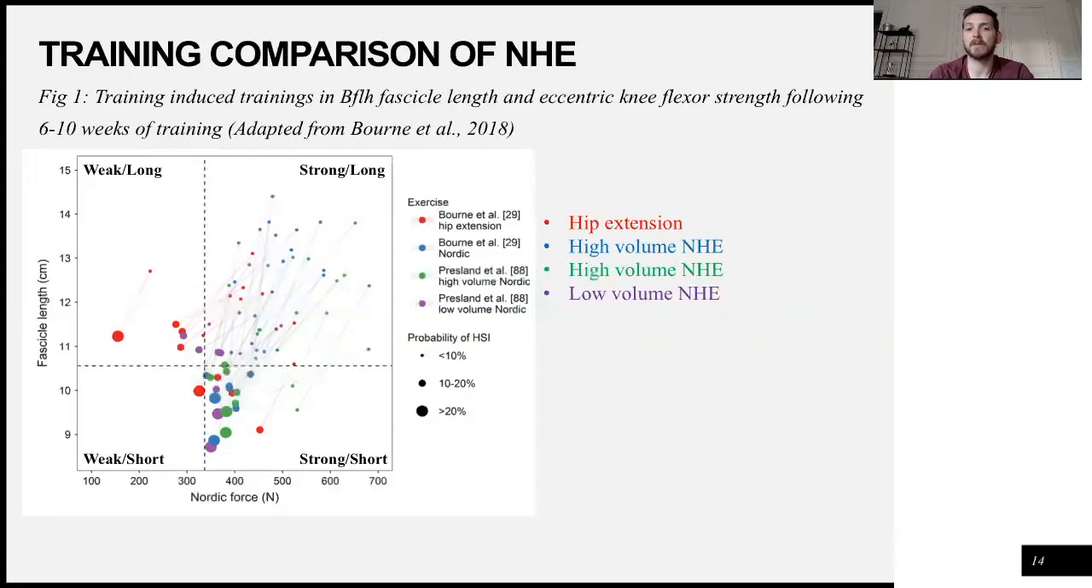hamstring exercise. So I'll draw your attention to the blue, green, and purple dots in this. You can see around that central point of Nordic force at the bottom, kind of halfway between strong and weak, probably around that 337 newtons that we were talking about earlier. But after the study, they've all gone into the strong and long square. So they've increased strength as well as improved bicep femoris fascicle length across the study.